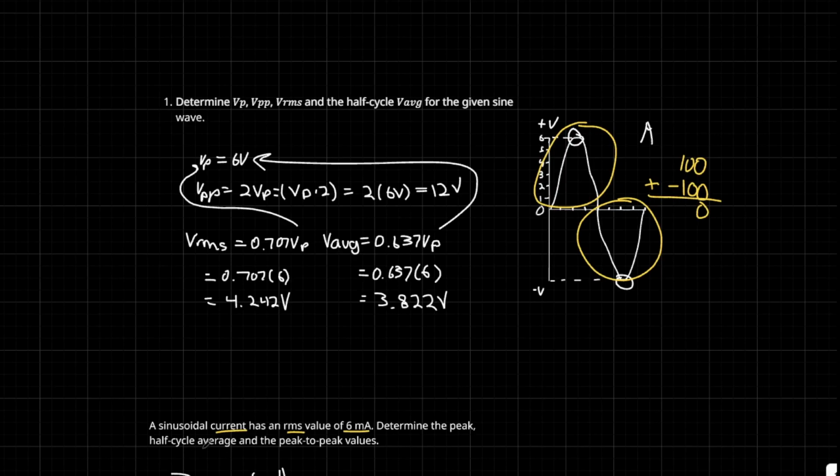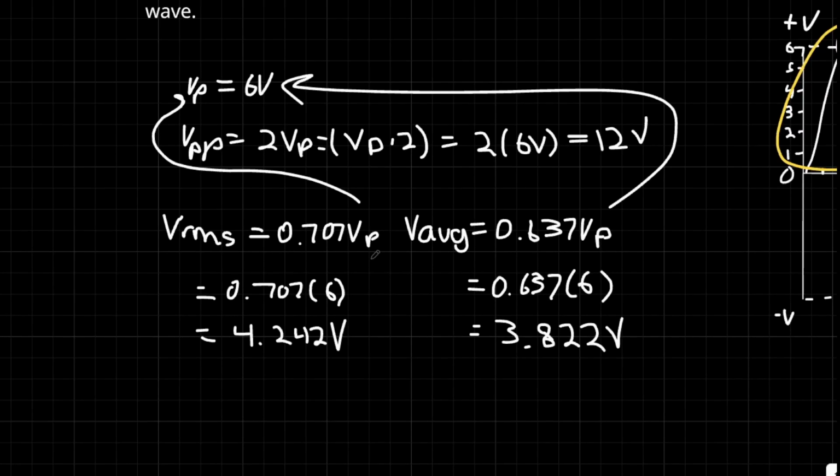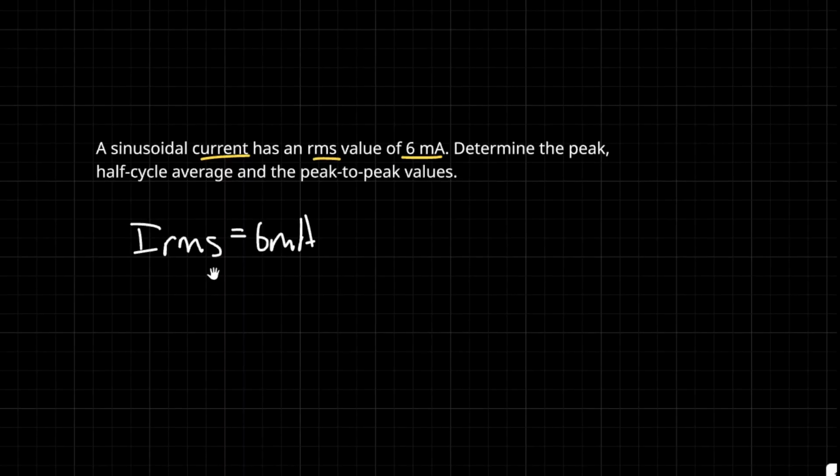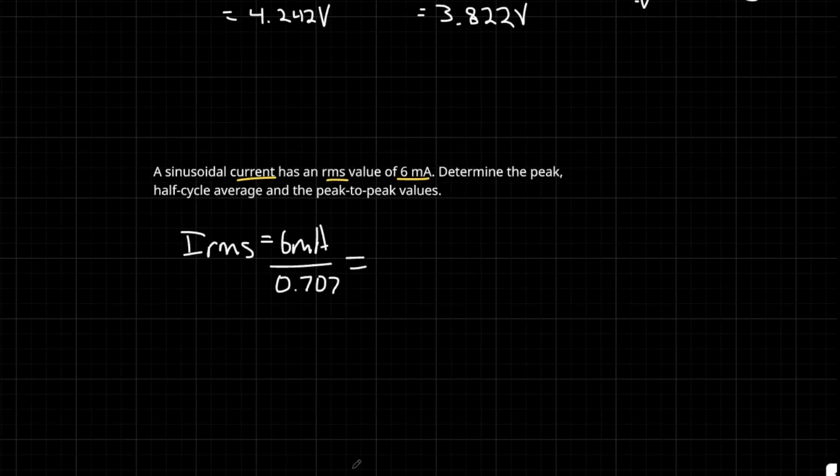So if we substitute the RMS value over here, we can rearrange for VP. We just have to divide this side by 0.707, and divide this side by 0.707. So these two cancel out, and we'll get VP by itself. Now that we have this written down, we can refer back to our question and do the exact same thing. We have the RMS value, so we're going to divide this by 0.707.